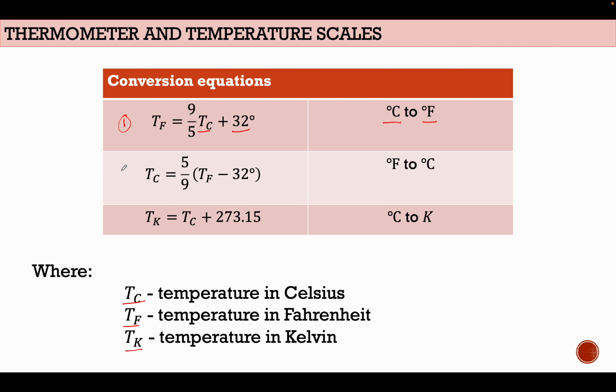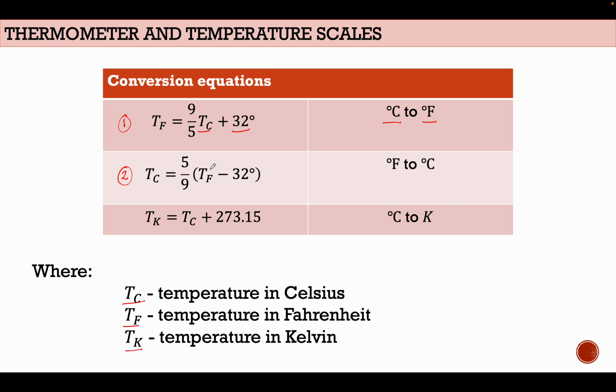Okay, so let's proceed to the second equation. This second equation is if we want to convert temperature in terms of Fahrenheit to Celsius. Okay, so we have T sub C, or the temperature in Celsius, is equal to 5 over 9. And then take note here, in this parenthesis, is the difference of T sub F and 32.